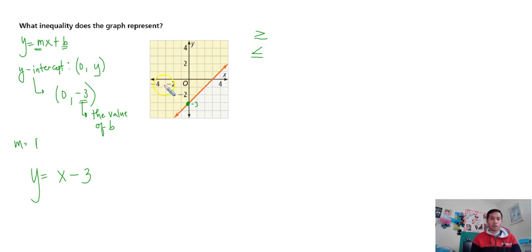However, the solutions are shaded on top of it. So all of the numbers, including the points on the line, are part of the solution of this inequality. So what will be our answer? Our answer would be y is greater than or equal to x minus 3. Okay, because we do checking. Again, we still have to use your (0, 0) as the checking portion. So if this is true, then our answer is correct.